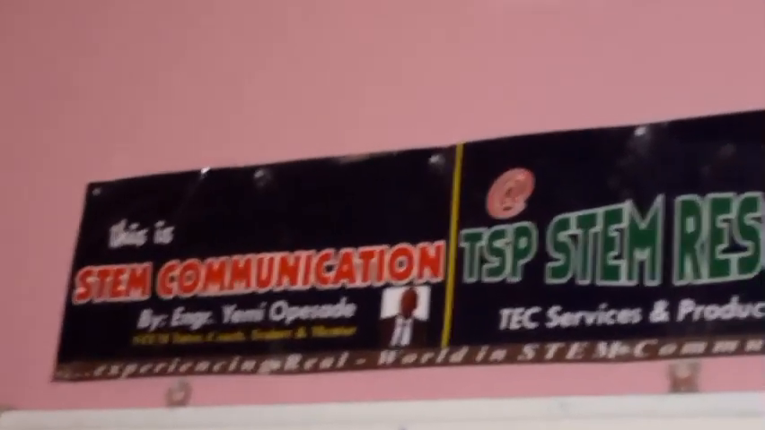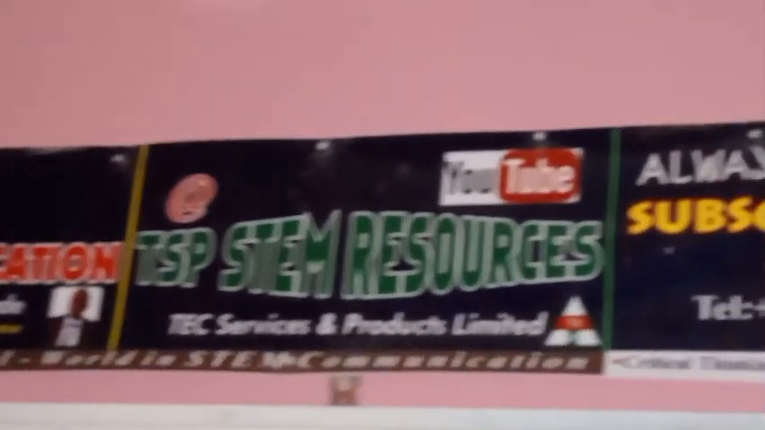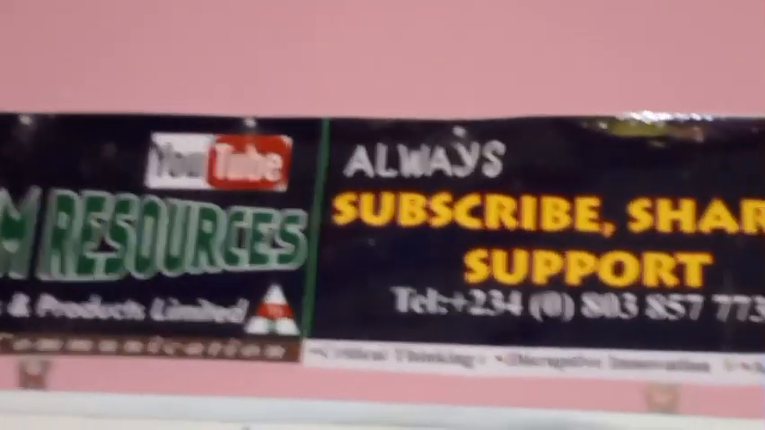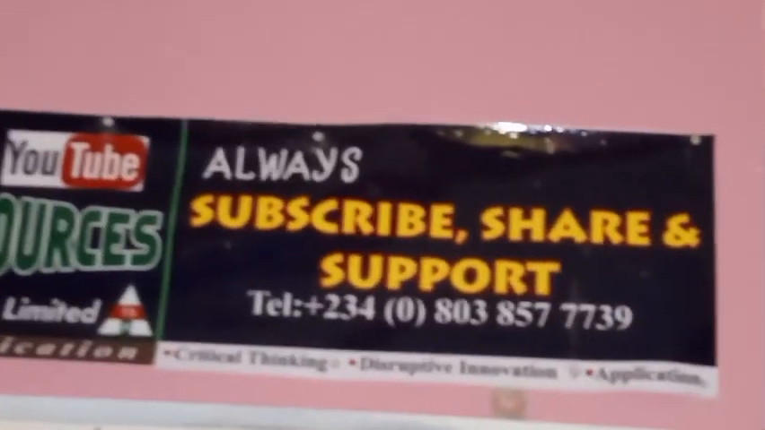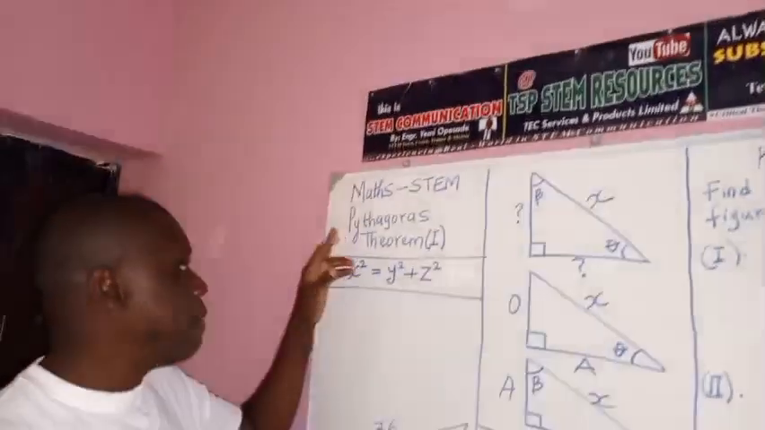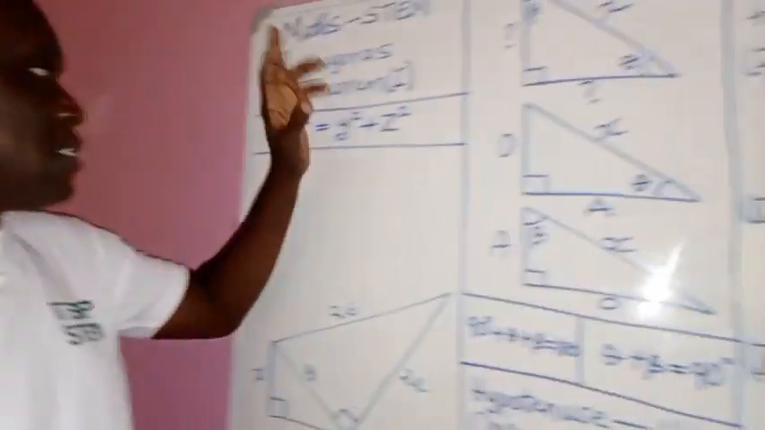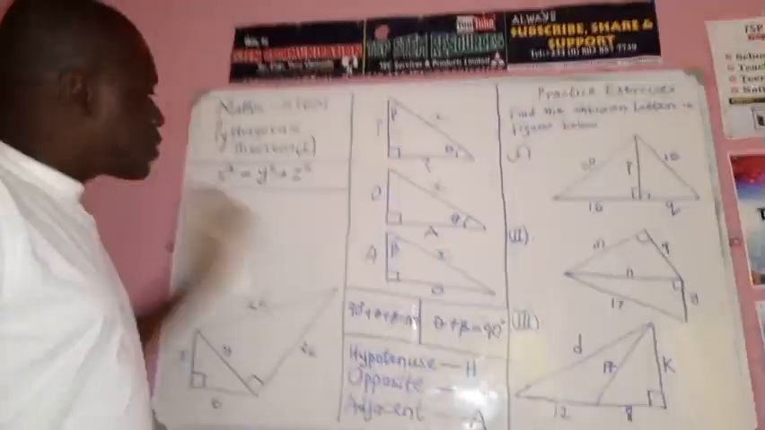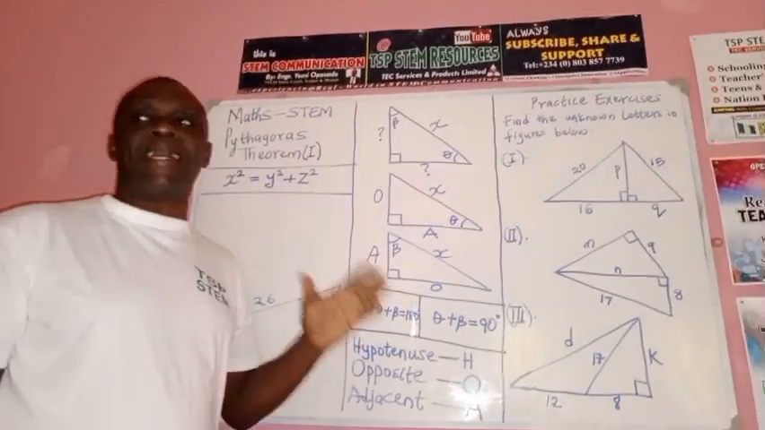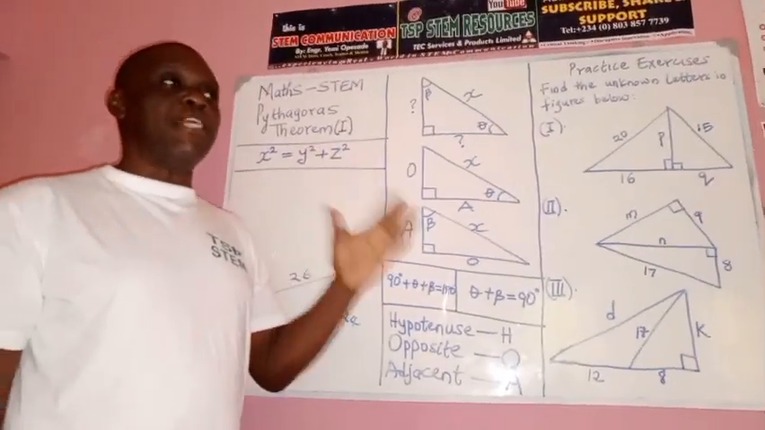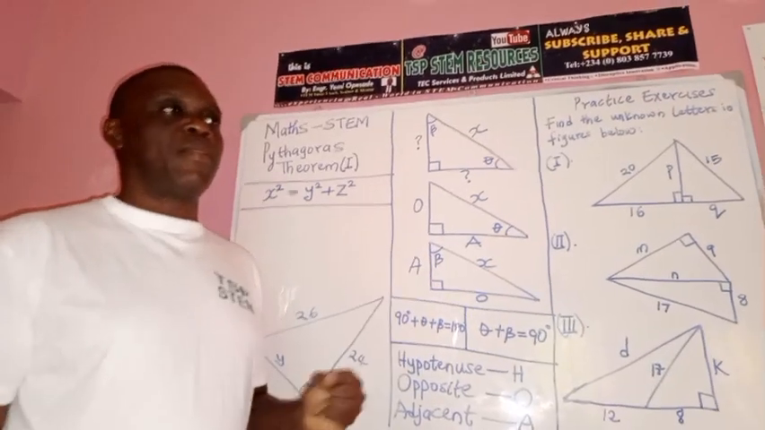Today we are looking at another of the STEM subjects, which is mathematics. The topic we are looking at today is in three parts. We are going to have three different video productions on this particular topic, and it's on Pythagoras theorem. Part 1, Pythagoras theorem. Actually, this topic is meant for students in Junior High School 2, JSS 2.